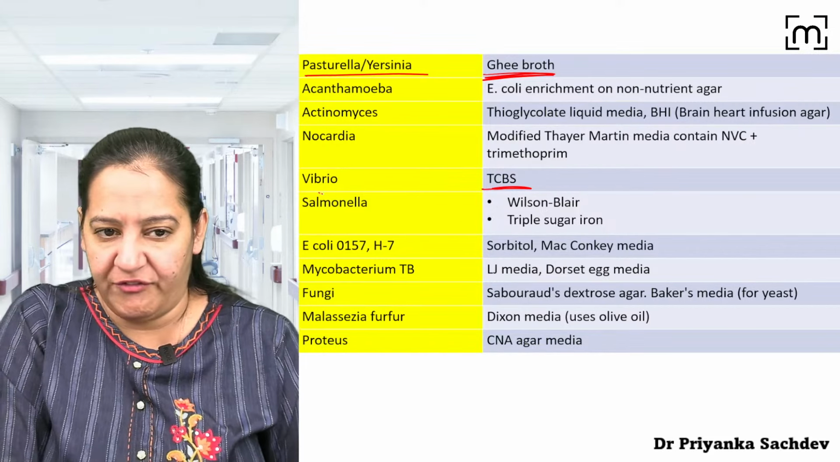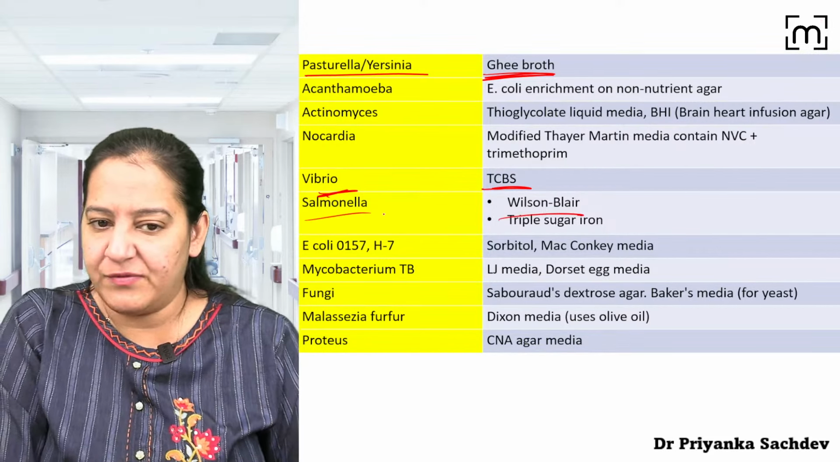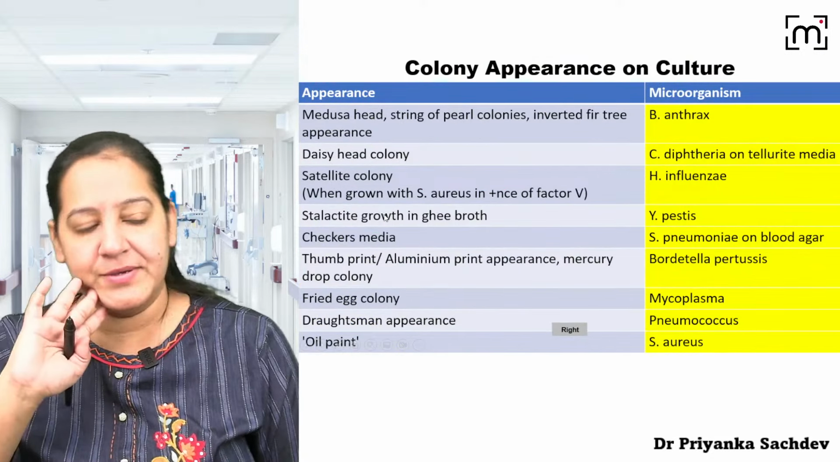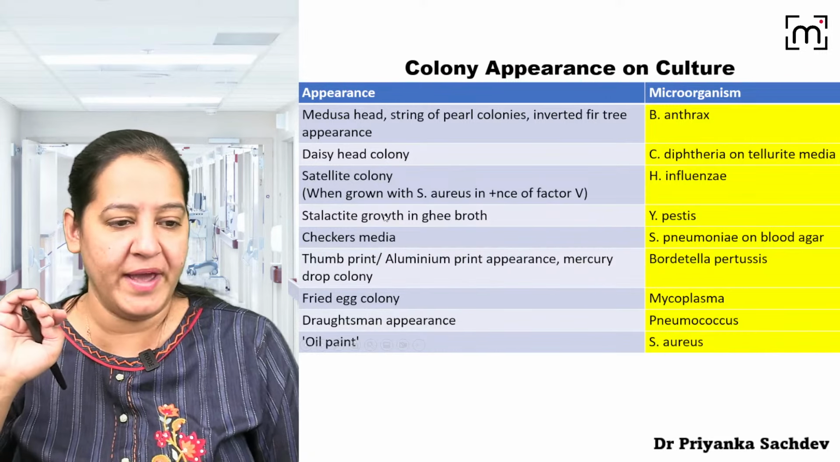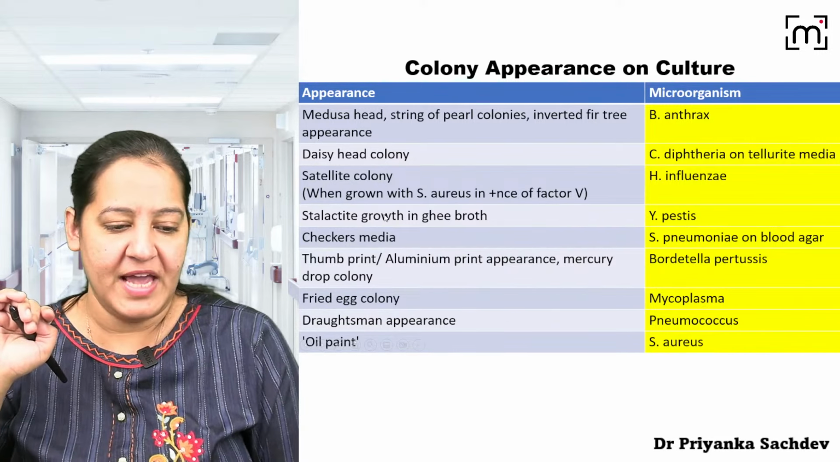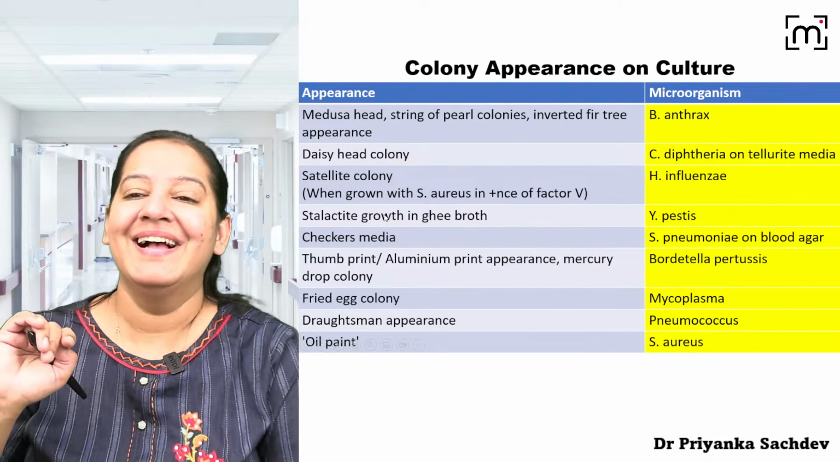Yes, TCBS is for Vibrio. Wilson Blair is for Salmonella. These all are your PYQs. Yes, I will provide you the PDF. Don't worry. Give me a thumbs up if you got it. Can we move ahead? Yes, okay.